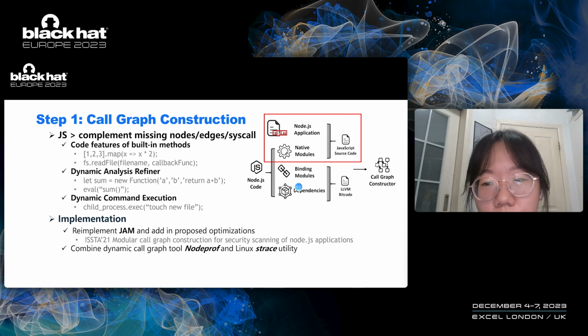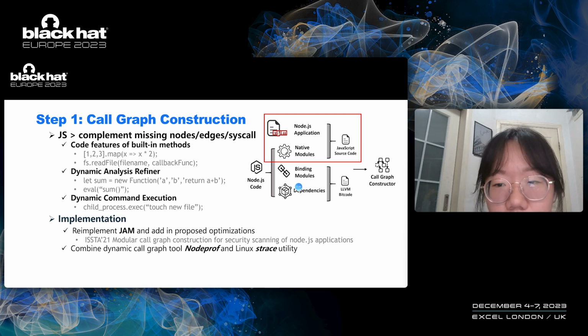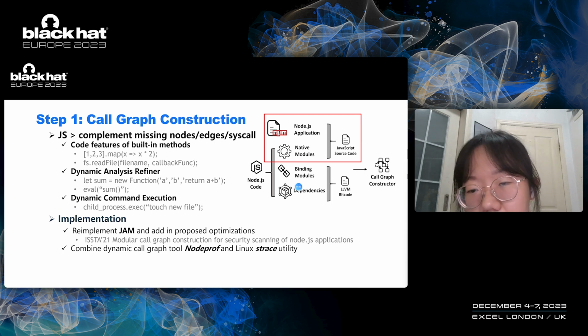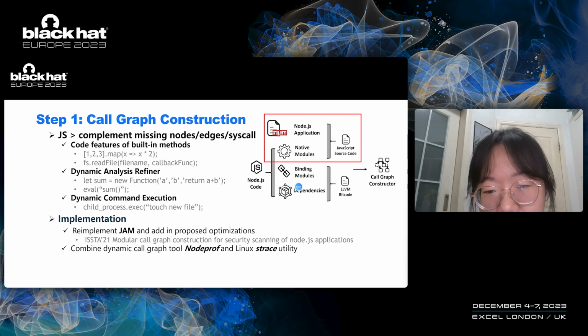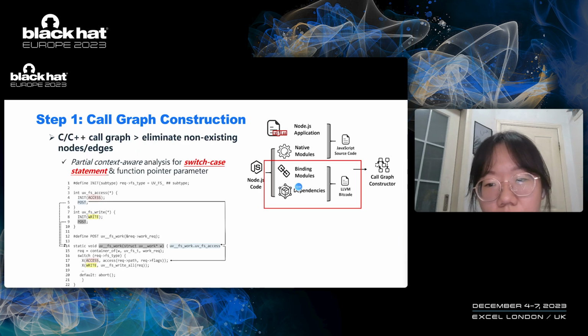We re-implemented the Gen framework presented in ISTA and applied the formal optimization. And for dynamic analysis, we employed the node-proof tool. Additionally, we utilized the Linux trace utility to trace the necessary system calls. For C or C++ code, we utilize context-insensitive analysis.